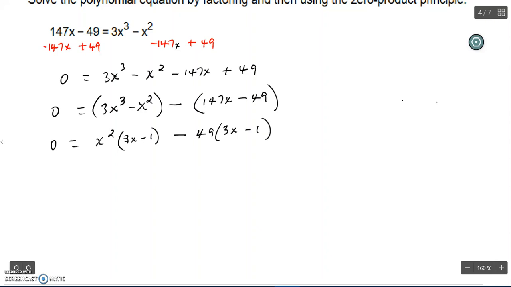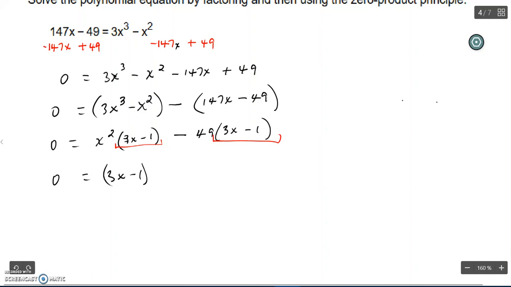And you see we should get back to this step. Negative 49 times a positive 3x is a negative 147x. Negative 49 times a negative 1 is a positive 49. So far so good. Now we notice that the GCF is 3x minus 1. Both of these terms, this term and this term, have a 3x minus 1 in common. So I'm going to write down that GCF, 3x minus 1.